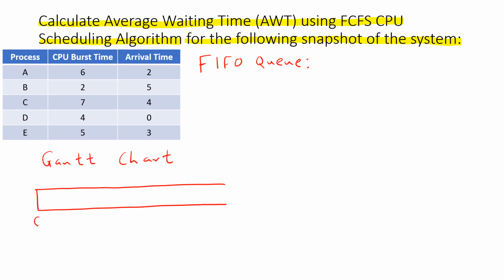Now at time zero there is only one process in the picture, and that is process D. So process D would be in the queue at time 0. There are no other processes in the picture at time 0. So naturally, no matter what algorithm you use, the CPU will be given to process D. So process D will start its execution.